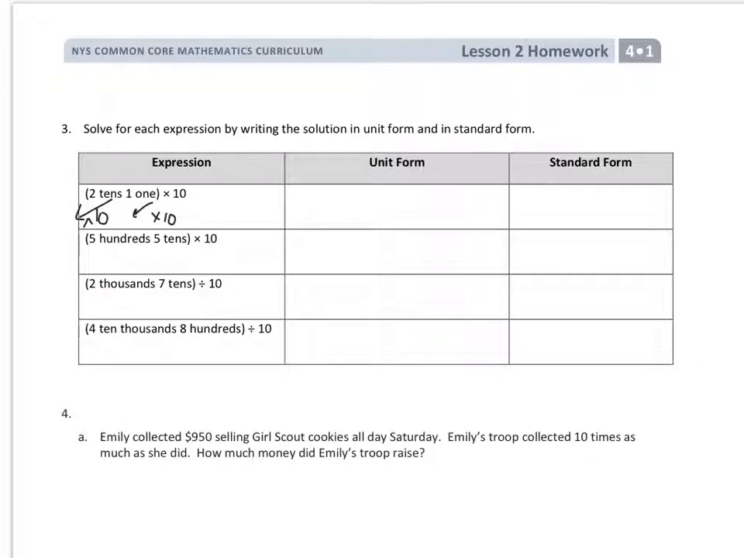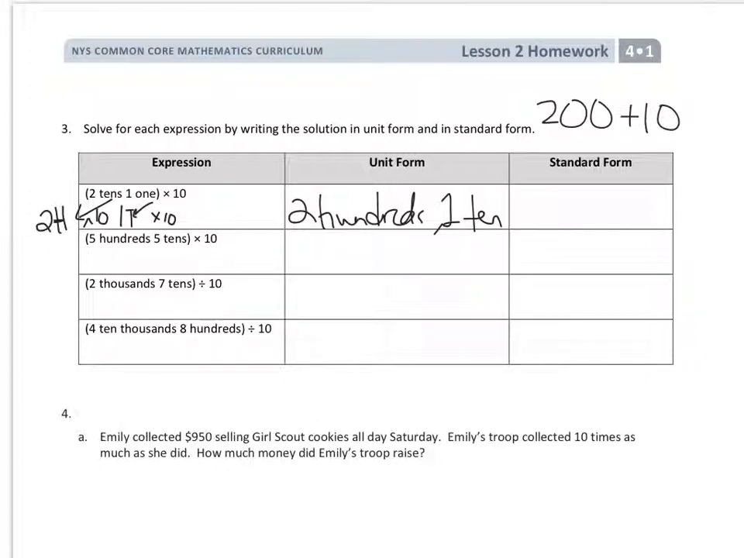So 2 tens times 10 would give me 2 hundreds. 1 times 10 would give me 10. So I would show that by saying I have 2 hundreds and I have 10. Or if I know what 200 plus 10 will be, 210. So students again are going to think about each component times 10.